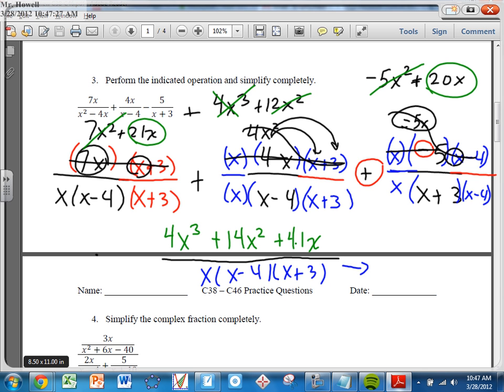Okay. Here, up top, you're going to get... I'm trying to just teach you guys for the SAT, because I know it's such an important test for your college.